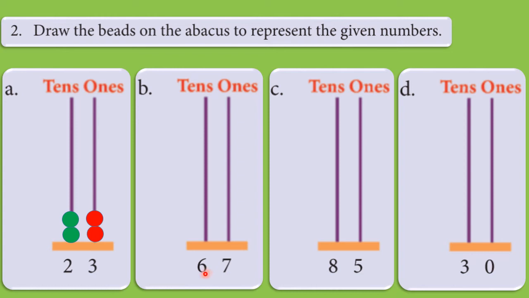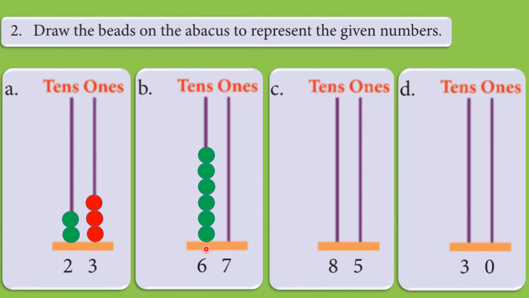The number given is 67. That means we have to draw 6 beads on tens place rod and 7 beads on ones place rod to represent the number 67. Let us do that now. Let us draw the 6 beads on tens place rod. 1, 2, 3, 4, 5, 6. So we have drawn 6 beads on tens place rod.